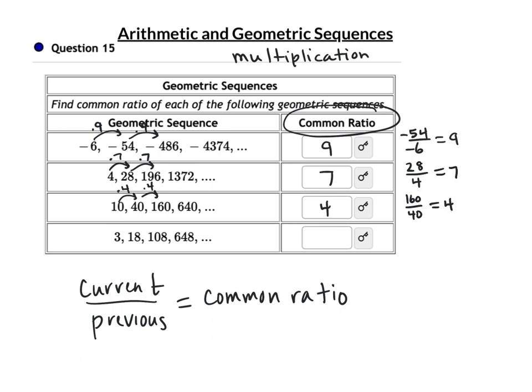And for the last one, take a current value and divide it by a previous value. 18 divided by 3, for example, is 6. Every time I move one spot, I multiply by 6. 6 is the common ratio.